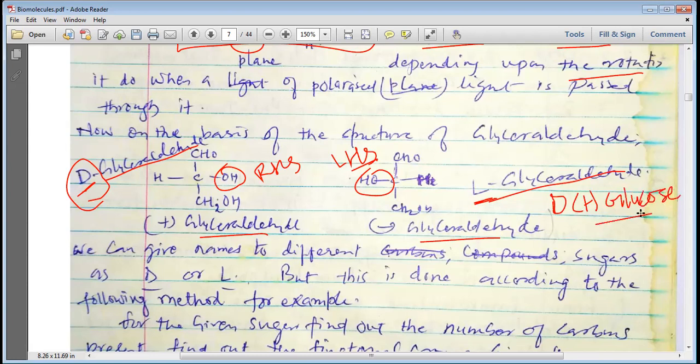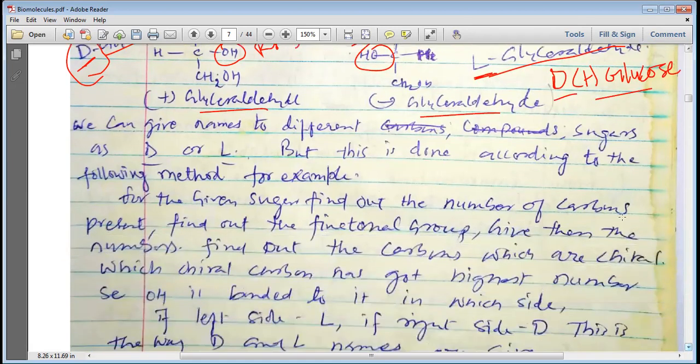So this is how we give the name capital D before the name of the glucose. Apart from the capital D plus glucose, we even get capital D minus glucose, capital L plus glucose, and capital L minus glucose forms are also formed.